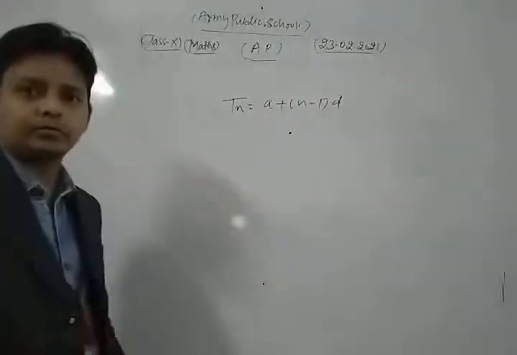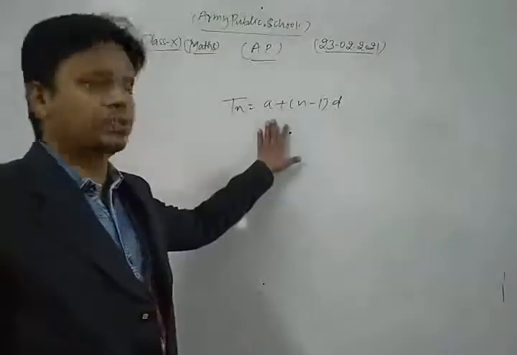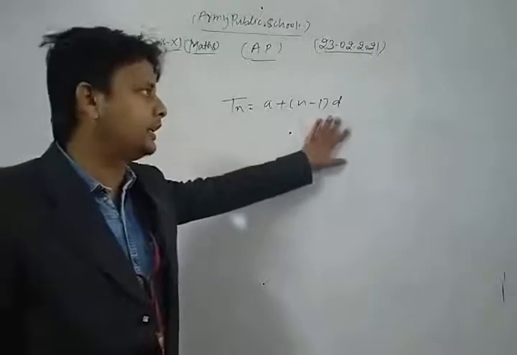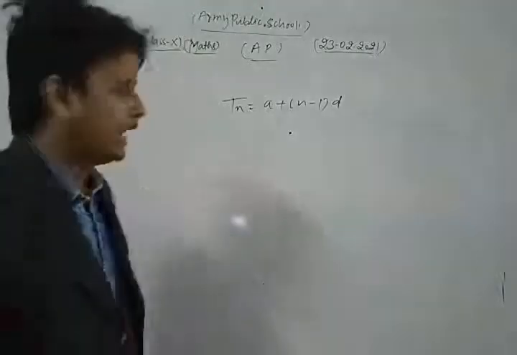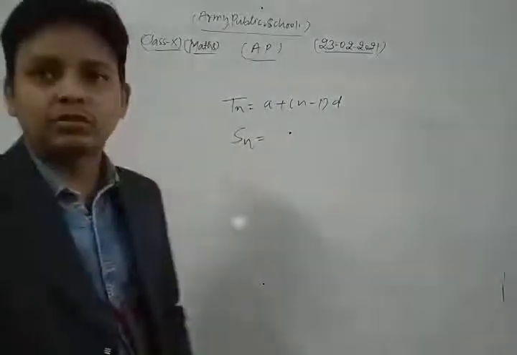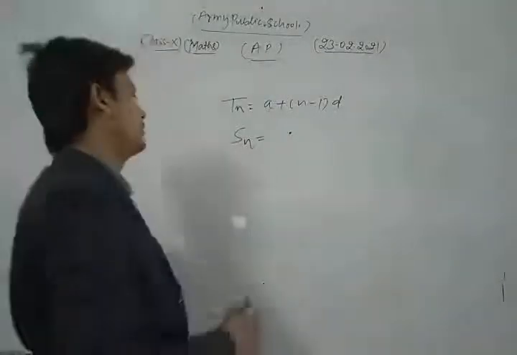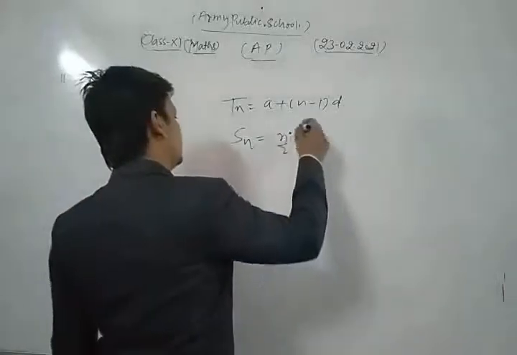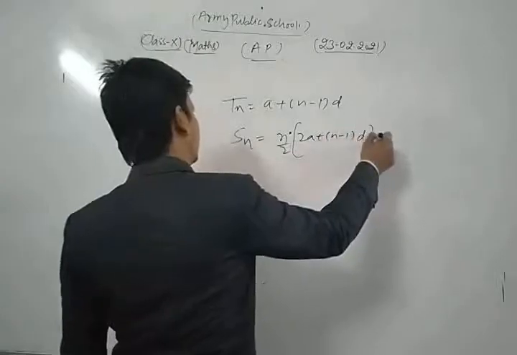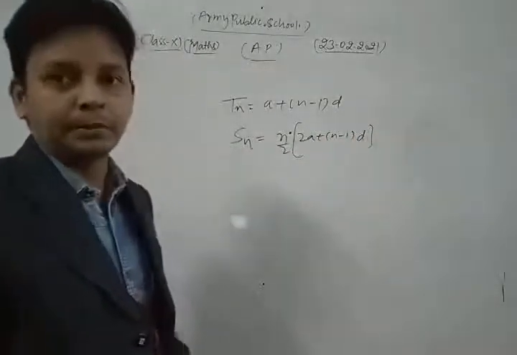This is the formula for the nth term of an AP. Here a is the first term of the AP, n is the total number of terms in that AP, and d is the common difference. Okay, and the second important formula related to AP is what? The sum of n terms of an AP. The formula for the sum of n terms of an AP is n by 2 in bracket 2a plus n minus 1 into d. This is the formula for the sum of n terms of an AP.